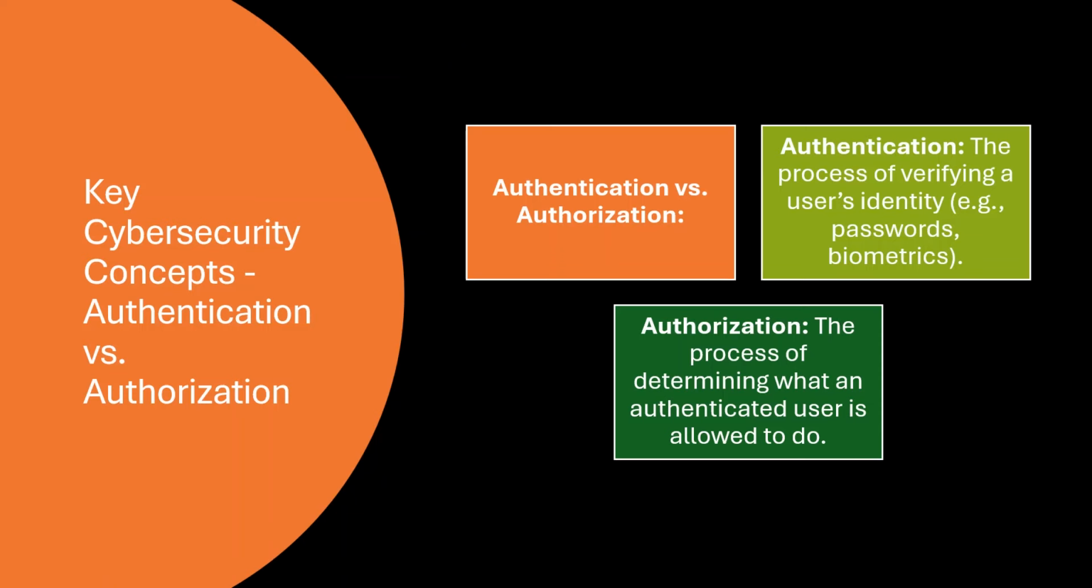Next, let's differentiate between authentication and authorization. Authentication is the process of verifying who you are, like logging into your account with a password. It's the initial step in securing your identity online. Authorization, on the other hand, determines what you can do once authenticated, like accessing specific files or features within an application. Both processes are crucial for maintaining a secure environment. Poor authentication or authorization practices can lead to unauthorized access, making your systems vulnerable.